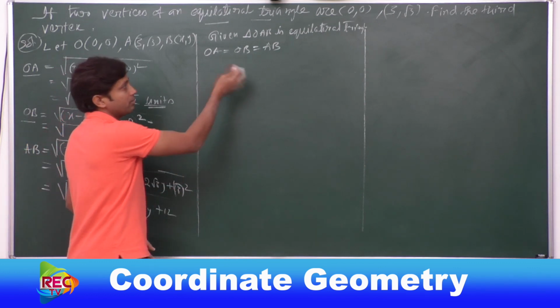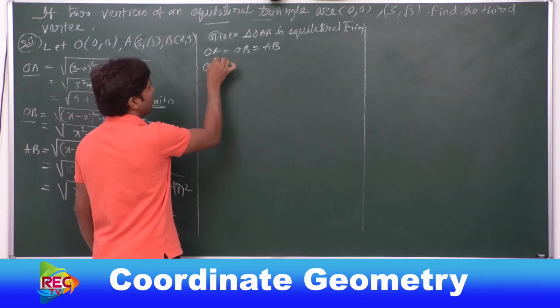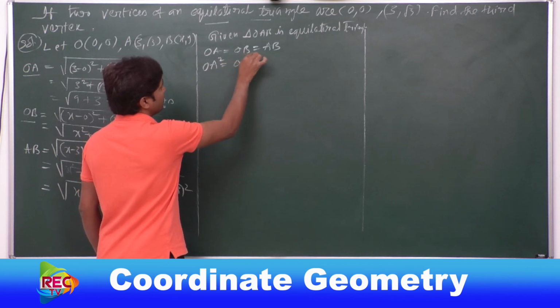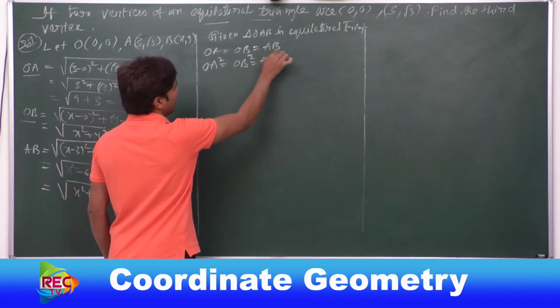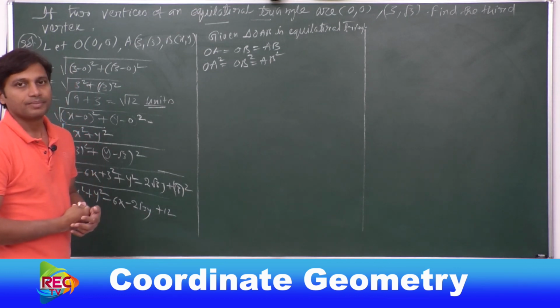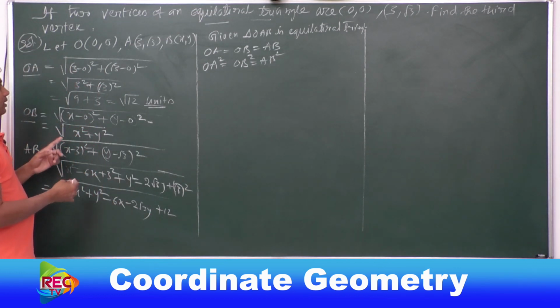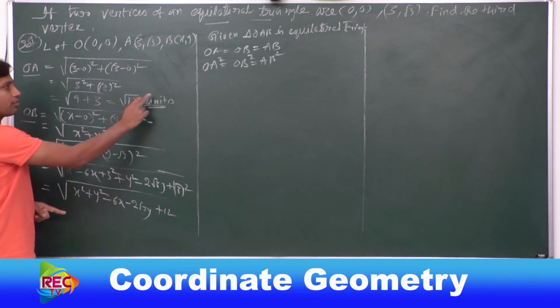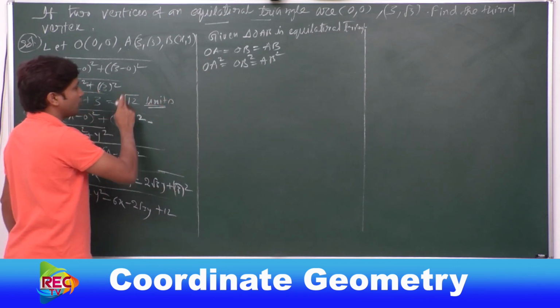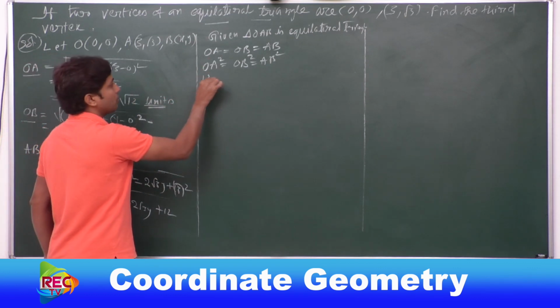Or not? Square them all. So here OA square equal to OB square equal to AB square, right? So we squared all of them. So what is OA square here? Actually OA is root 12. When we are squaring that, the root will be cancelled and we get 12.